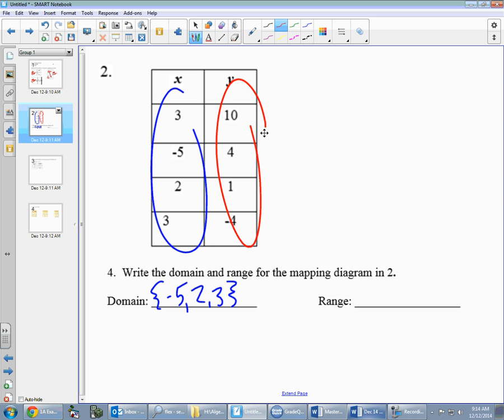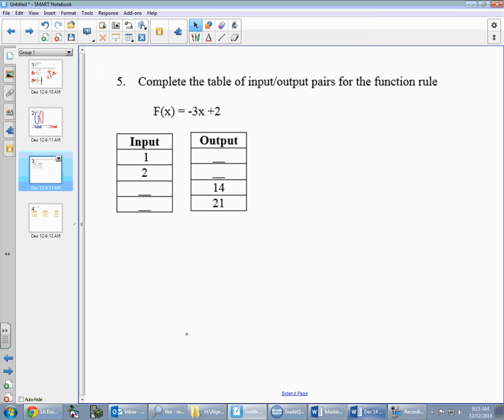So for the range, I'm going to say -4, 1, 4, and 10. I don't have any repeats, but I have slightly different. I have 3 here and 4 here, and that's part of the reason this is not a function. So domain is your x values, range is your set of y values.